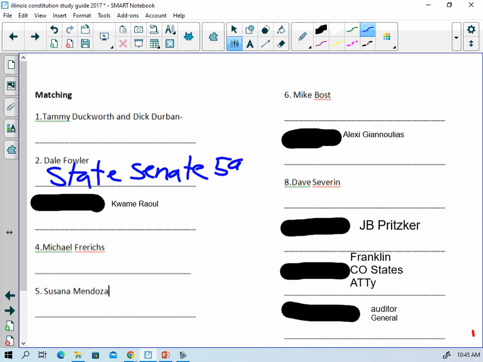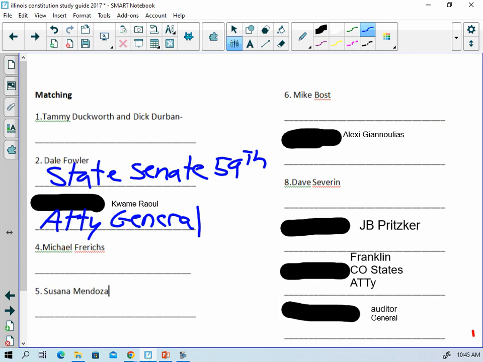He's from the 59th Legislative District. Kwame Raoul is number 3 on your study guide. This is matching on your test, so that may help you. I think our go-to thing was that he gets all riled up in court. He is the Attorney General.